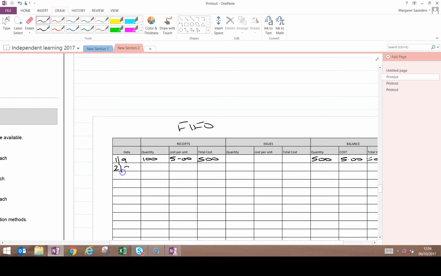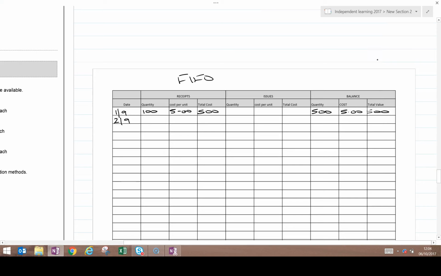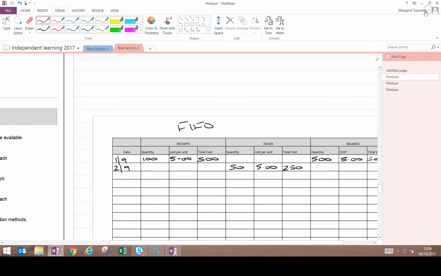2nd of September over here. We issued 50. Now we're using first in, first out, so the price we issued them out at is the price of the first delivery that came in. And if we look at our first delivery, it was £5. So we issue them out at £5. So that works out at £250. So I've just spotted another mistake. I hope you spotted it as well. I need my rubber.